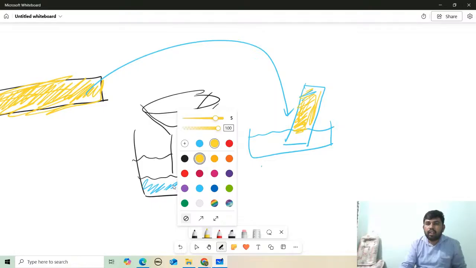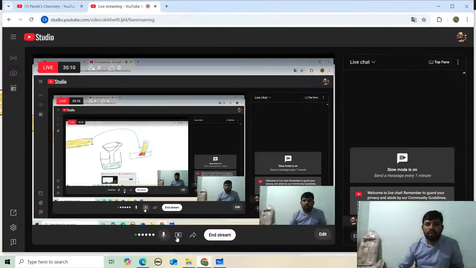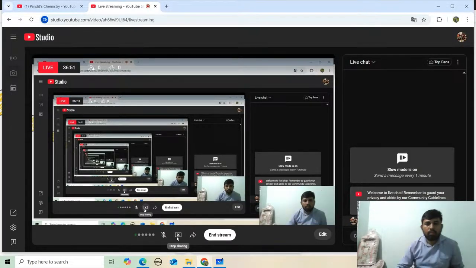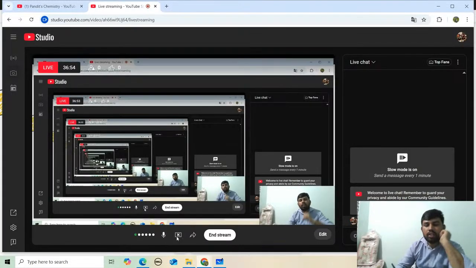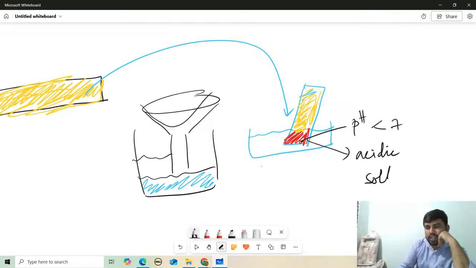Suppose the yellow color paper turned into red color. If it turns into red color, what does it indicate? Try to understand: pH will be less than 7, and red means it will be an acidic soil. Now, what kind of remedy can we take?